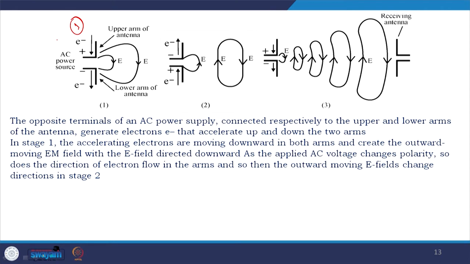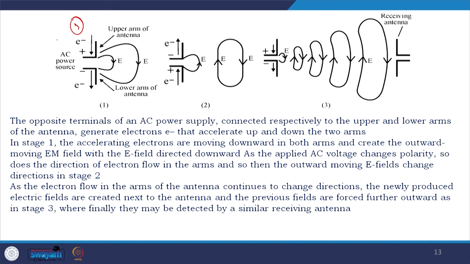the accelerating electrons are moving downward in both arms and create the outward moving electromagnetic field with the E field directed downward. As the applied AC voltage changes polarity, so does the direction of electron flow in the arms, and so the outward moving electric fields change direction in the next stage. As the electron flow in the arms of the antenna continues to change direction, the newly produced electric fields are created next to the antenna and the previous fields are forced further outward as in stage 3, where finally they may be detected by a similar receiving antenna.